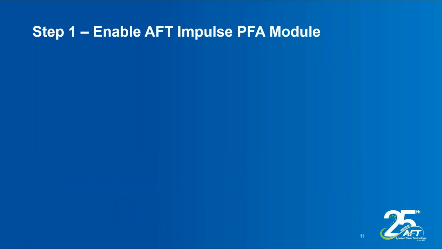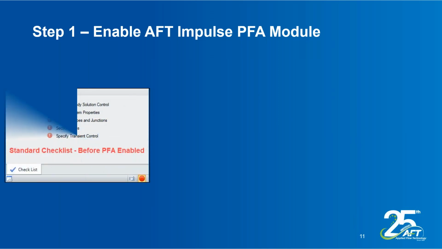The very first thing that you would do when you run Impulse is to turn on the AFT Impulse PFA module. So when you first run Impulse, this is the standard checklist that you're going to see. This is the yellow brick road that you want to follow to building and defining the input of your model so you can get results and do your analysis.